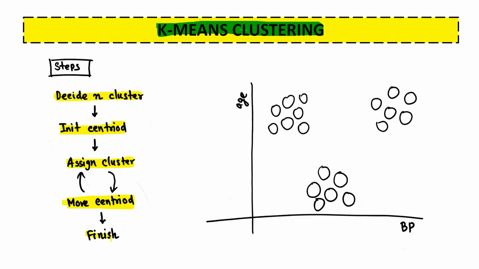Then you have the finish. So this is nothing but the backbone of this whole algorithm: assign the cluster and then move the centroid, each and every time. I will take an example from a dataset called the diabetes dataset. We have the blood pressures and the ages, so we are simply going to plot this out in a 2D plot.